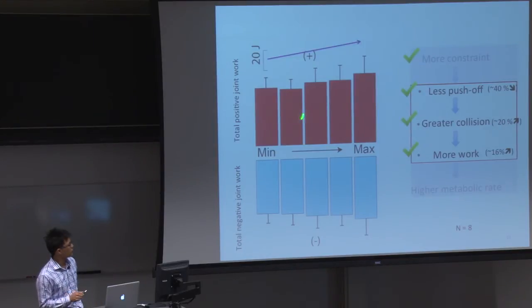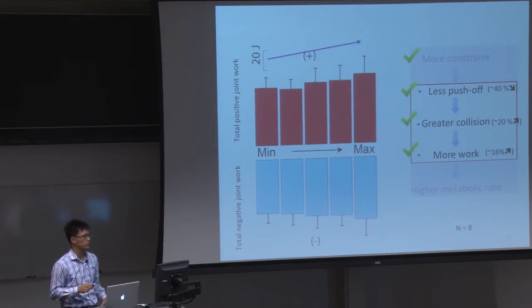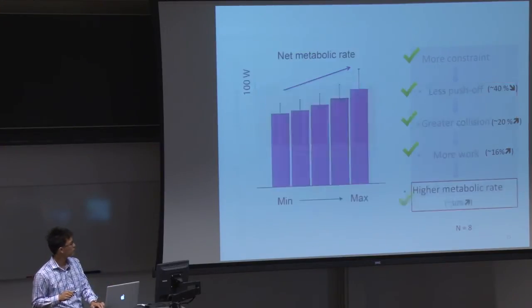This increase of the total joint work should lead to a higher metabolic rate, which is our last expectation. And yes, we found that when we have more constraint, our net metabolic rate increased, about 30% compared to the no constraint case.